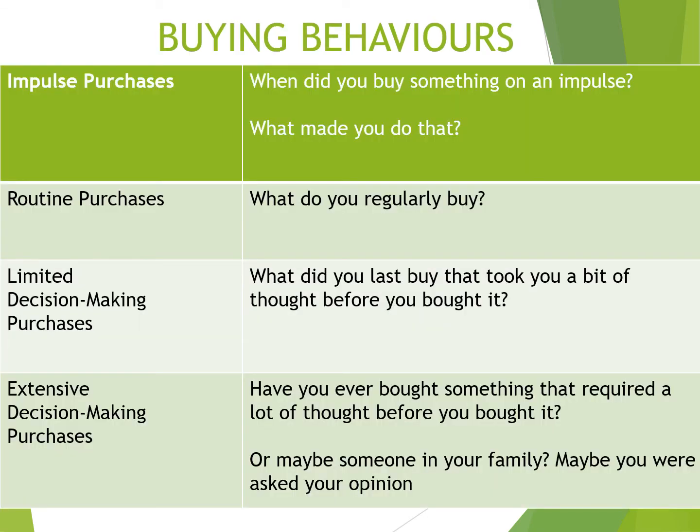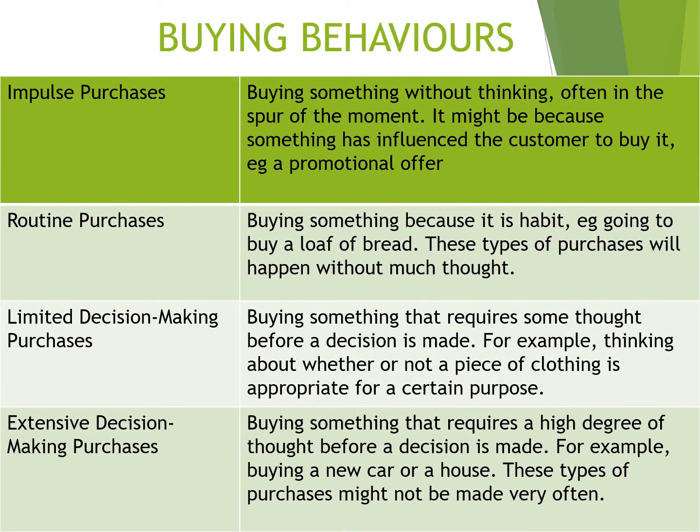And these are the different types of purchases that people have. So you've got your impulse purchases. When did you buy something on an impulse? That's what we're asking you here, and what made you do it? We've got routine purchases, what you buy regularly. Limited decision making, maybe taking a little bit of thought before you buy something. And extensive decision making, where it's really required a lot of thought, probably because it's an expensive item. And this slide goes into them in just a little bit more depth.